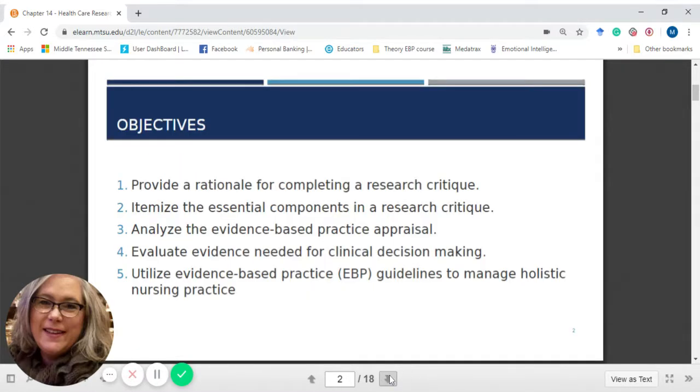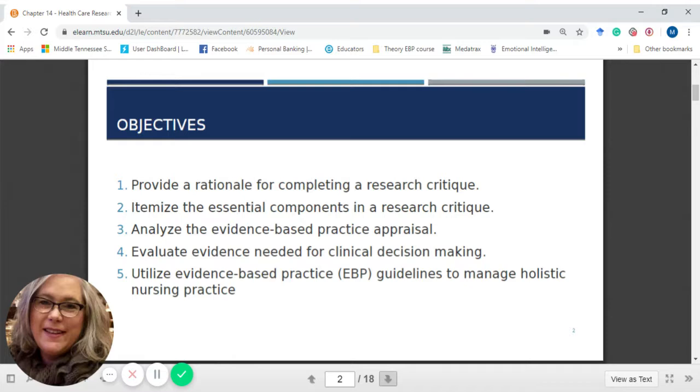Your objectives for this chapter, we're going to talk about why are we doing research critiques, the rationale behind that. We're going to talk about the components of specifically qualitative and quantitative research critiques and why we need to look at both types. We're going to look at evidence-based practice and why it's important to look at the literature when we're looking at best practices and what does the evidence say about the practice that we're involved in.